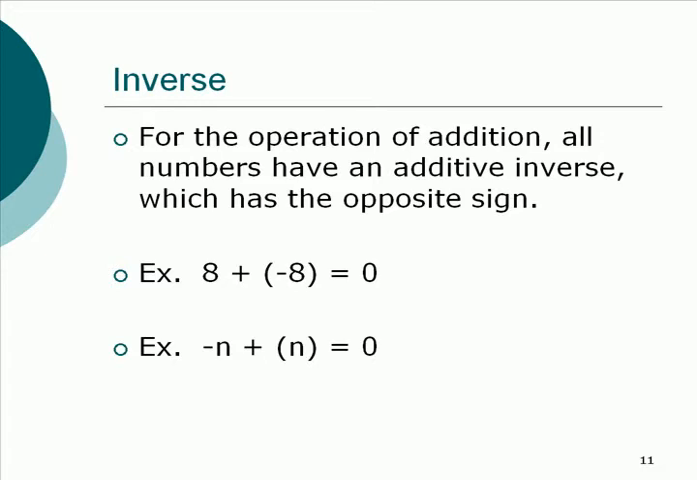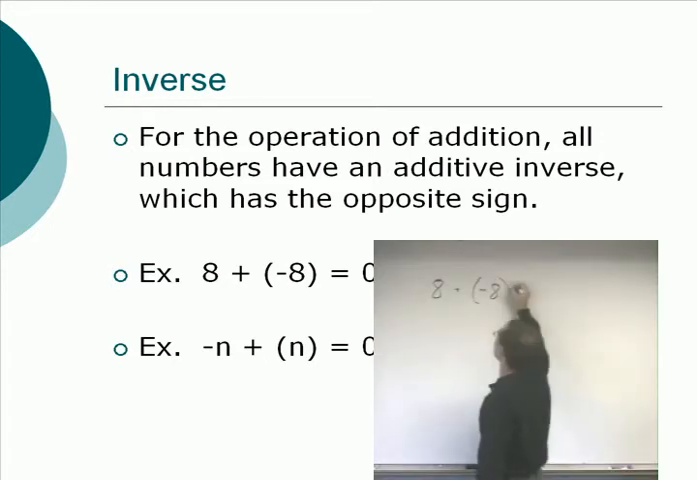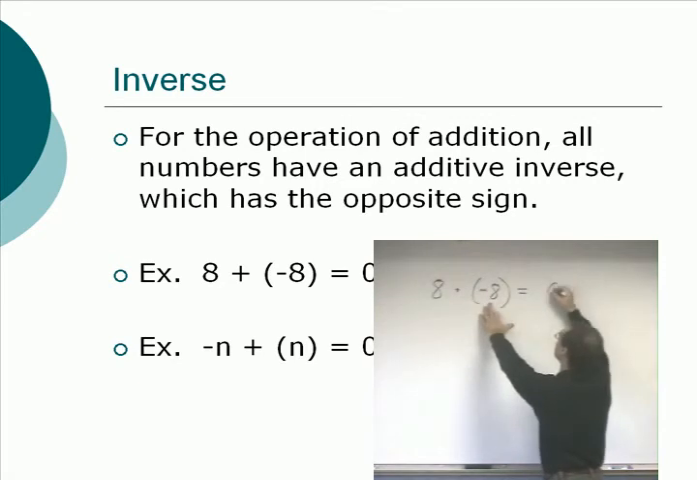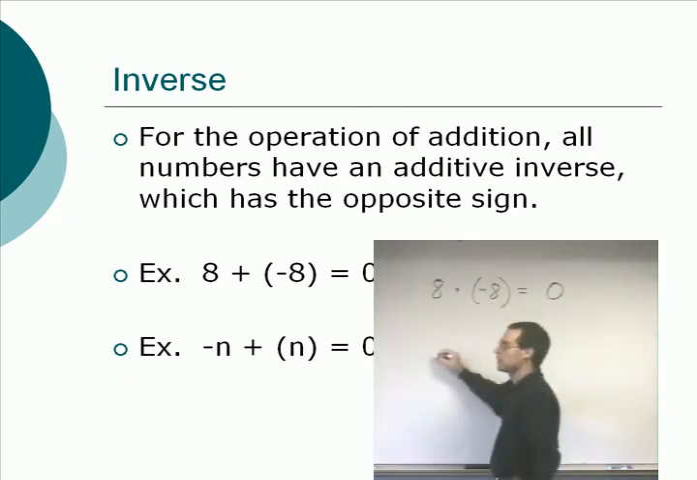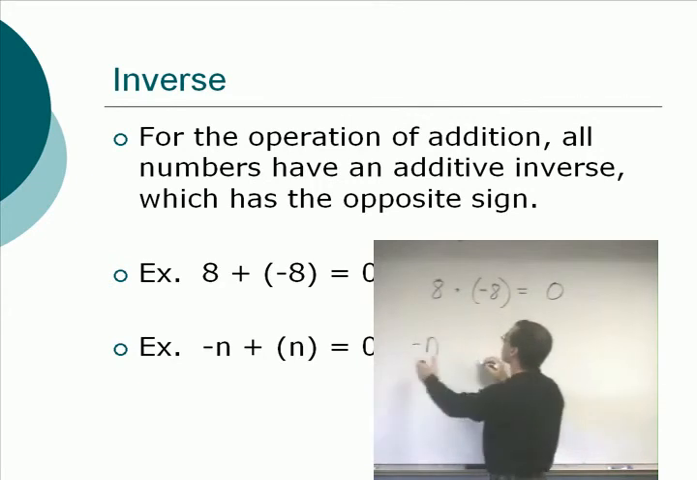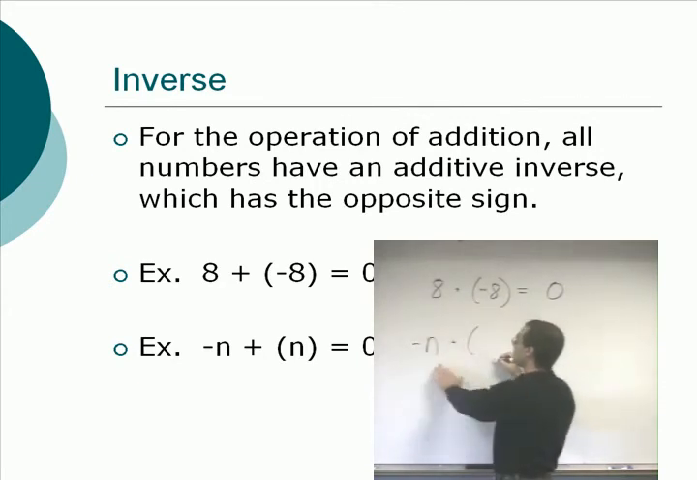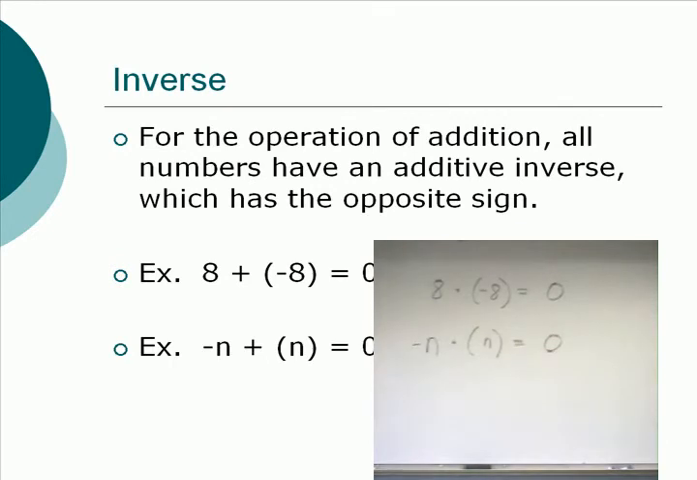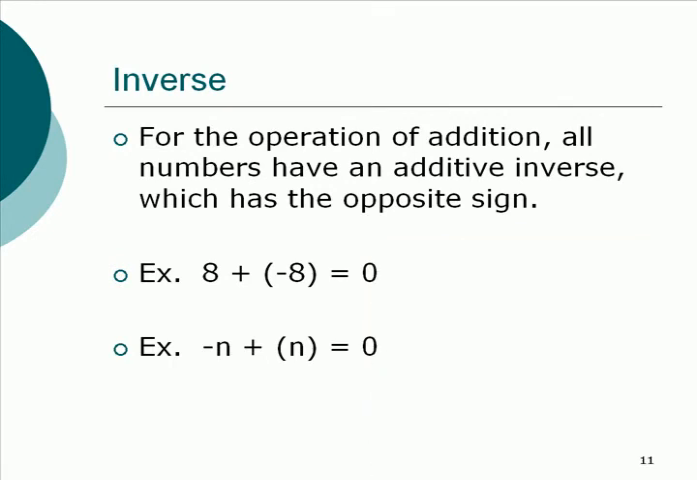For addition, though, we don't take the reciprocal, we change the sign. So 8's inverse when dealing with addition is negative 8. And when you add those two, a number and its inverse together, you get 0. If we have some other number, negative n, the inverse is always just going to be the same value, different sign, which in this case would be n, and you end up with 0. Well, that's the idea of an inverse. An inverse will always get you back to the identity.